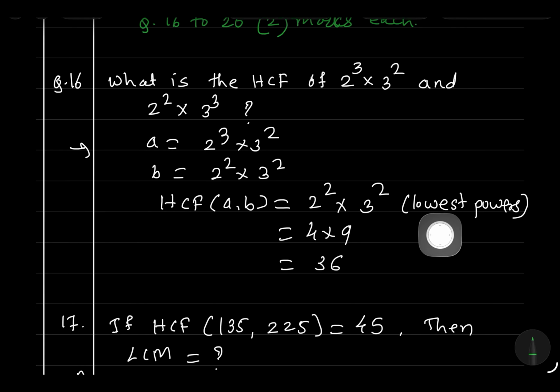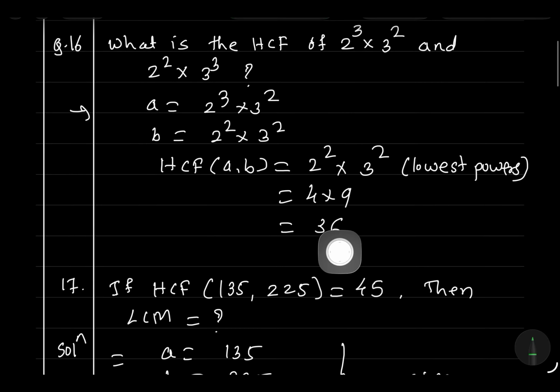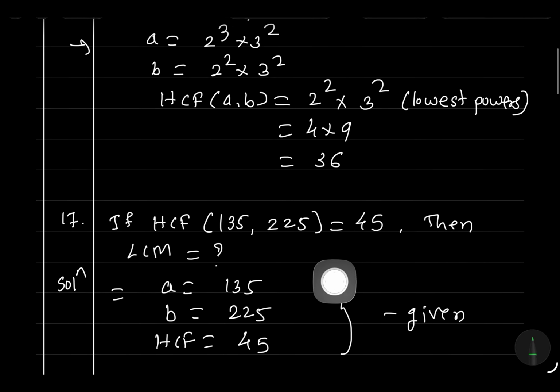we have to take the lowest powers. So for 2, the lowest is 2 raised to 2, and for 3 both are the same, so 3 raised to 2 we have to take. So 2 raised to 2 means 4, 4 into 3 square means 9, 4 into 9 is 36. The HCF of these numbers is 36.